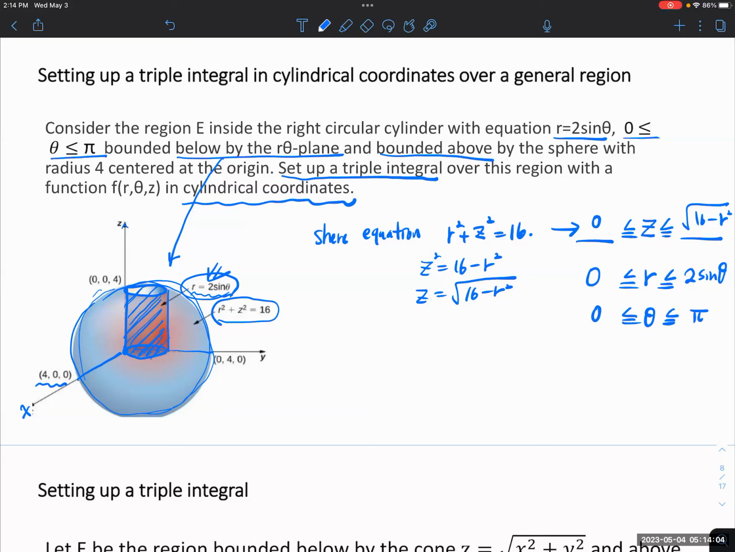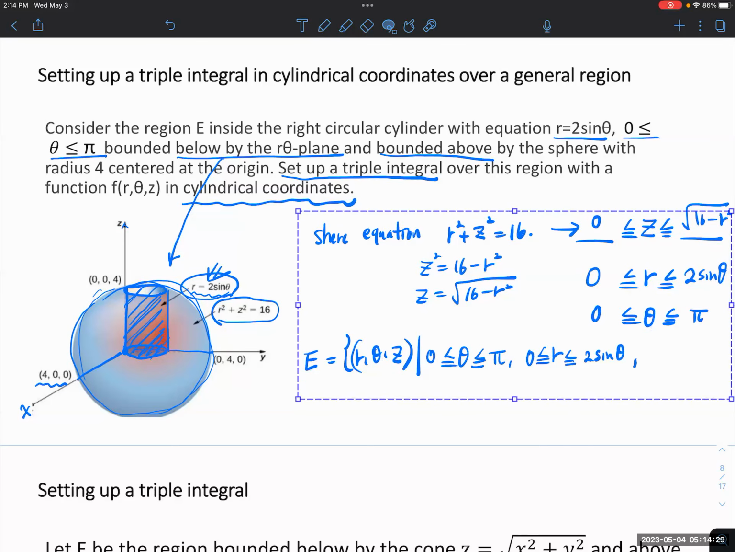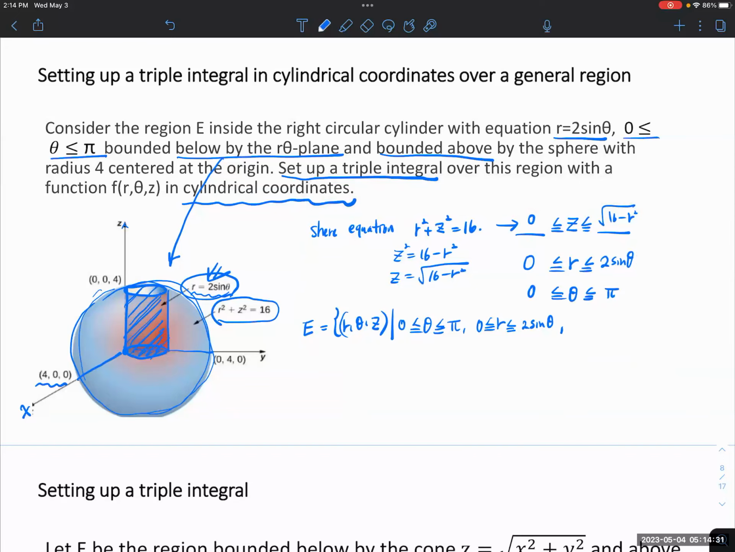Okay, so now I set it up. The interval for r, theta, z. We have all the information, so I can write it. Theta is going to be 0 to pi. And the radius is between 0 and 2 times sine theta. Okay, the last one, I just need some space. The z goes from 0 to the square root of 16 minus r squared. So there's no x, y, z here. This is literally the cylindrical coordinate system.